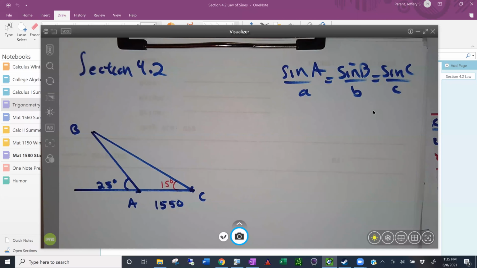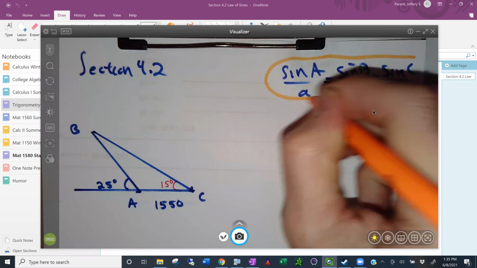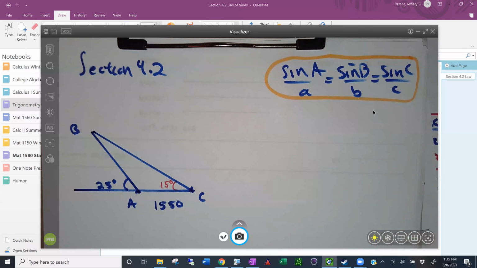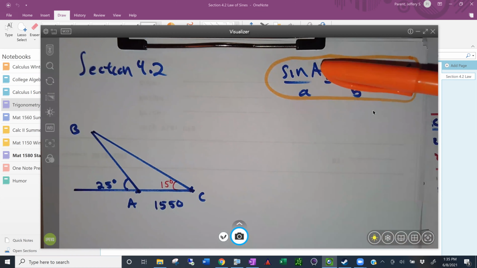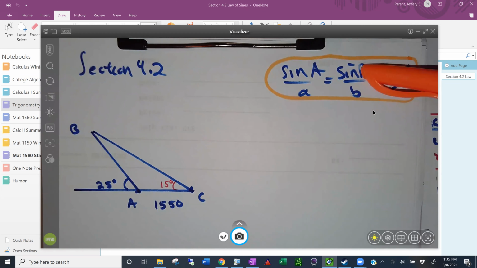So section 4.2 goes over the law of sines, and the law of sines is nicely summarized right here. Basically what it says is that each of these ratios is proportional. That is, the sine of an angle and the length of its opposite side are going to be proportional to the sine of another angle and its opposite side in a triangle.